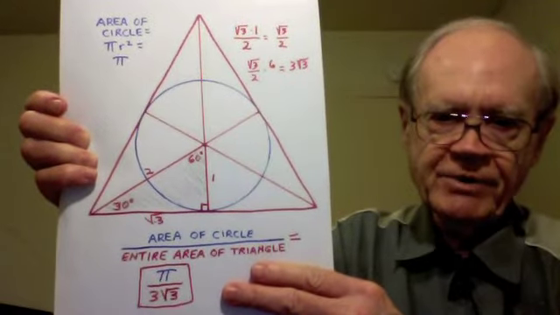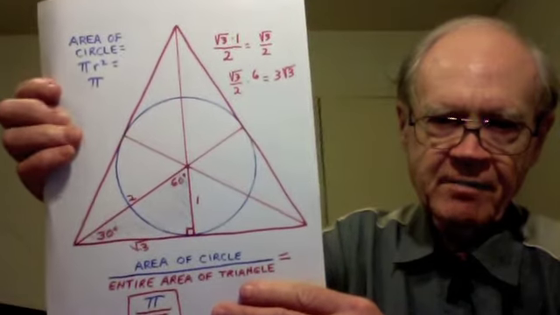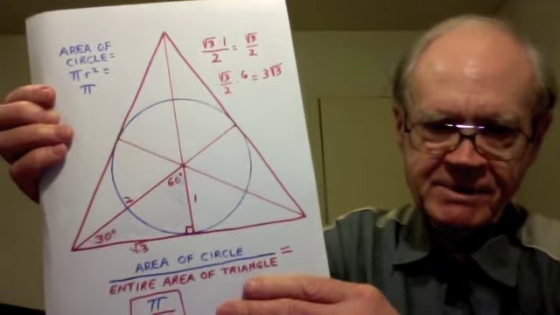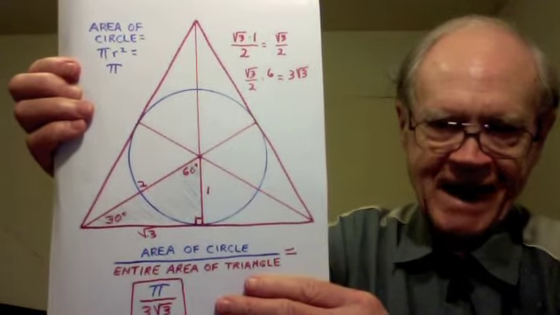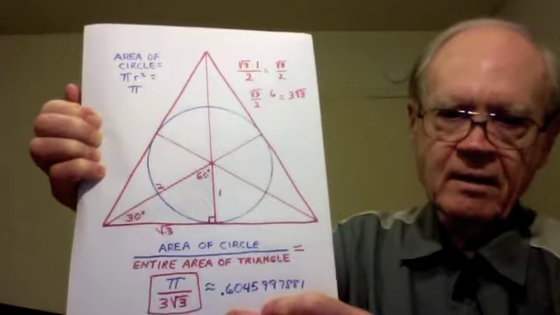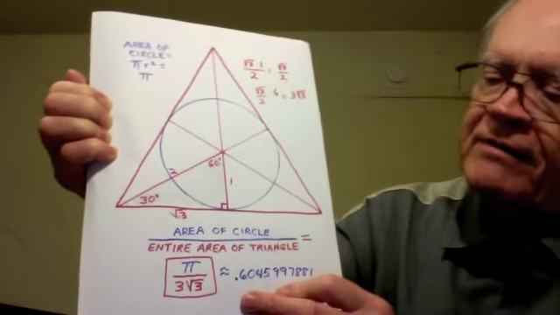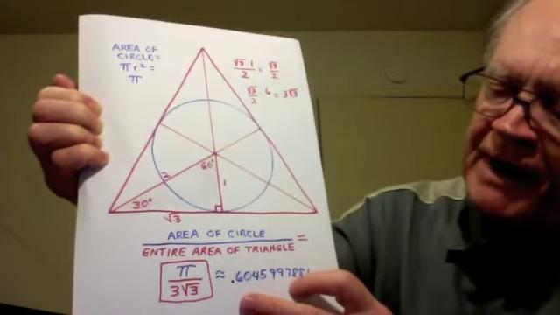And so the ratio of the area of the circle to the entire area of the triangle is pi over 3 times the square root of 3. And that is the exact answer, the best answer to my math challenge. I put that into my calculator to get an approximation, and my calculator gives 0.60459978881.